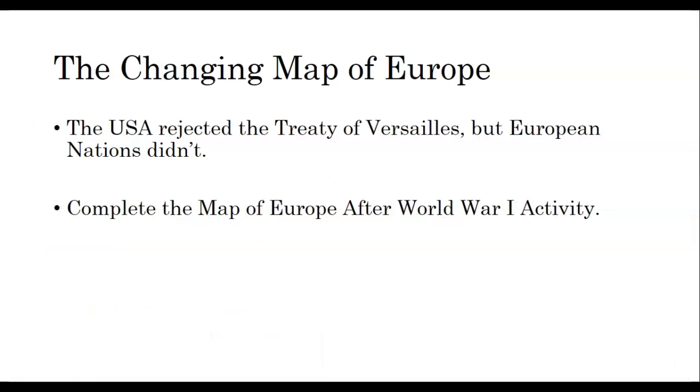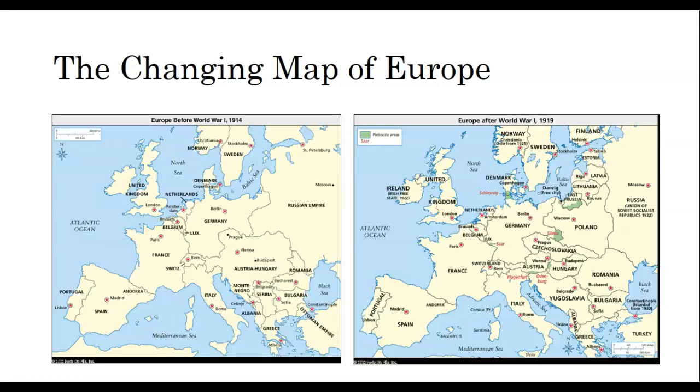So the United States did not sign the Treaty of Versailles, and European nations did. So the U.S. rejected the treaty, but European nations didn't, and so that means that the map of Europe looked very, very different after World War One.